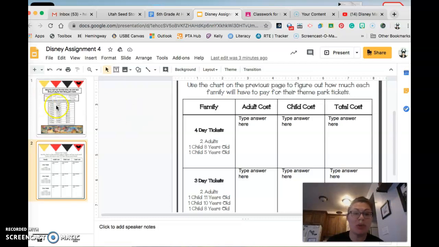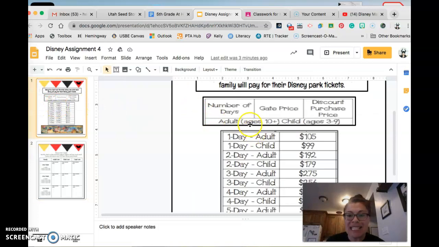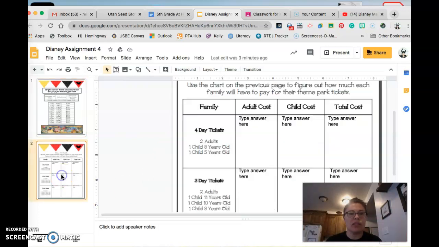Because if we look back at our chart, it says that 10 and above are considered adults. So if they're 10, 11, 12, 13, 14, 107, they're an adult price ticket. If they're ages 3 to 9, then it's a child price ticket. Let's look at the next column. Then it says adult costs. This is where you're going to figure out how much they are going to pay for the adults. The child cost is where you're going to put how much they're going to pay for the child, and total is how much they have to spend to get their family into the park.